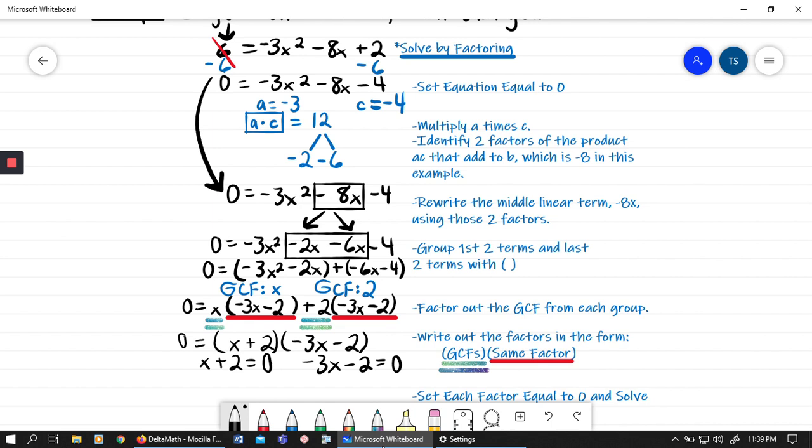And so when we solve this first equation, we subtract 2 on both sides. Minus 2, minus 2. And clearly here x is going to be equal to negative 2. And then, of course, with this equation here on the right side, if we add 2 to both sides, we wind up having negative 3x equals 2. And then you're going to have to divide both sides by negative 3, and when we divide both sides by negative 3, we'd wind up having 2 divided by negative 3, which is negative 2/3.